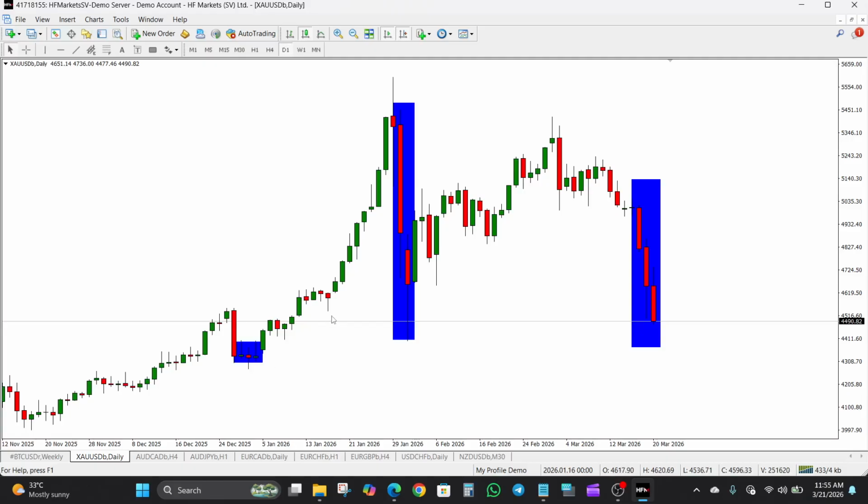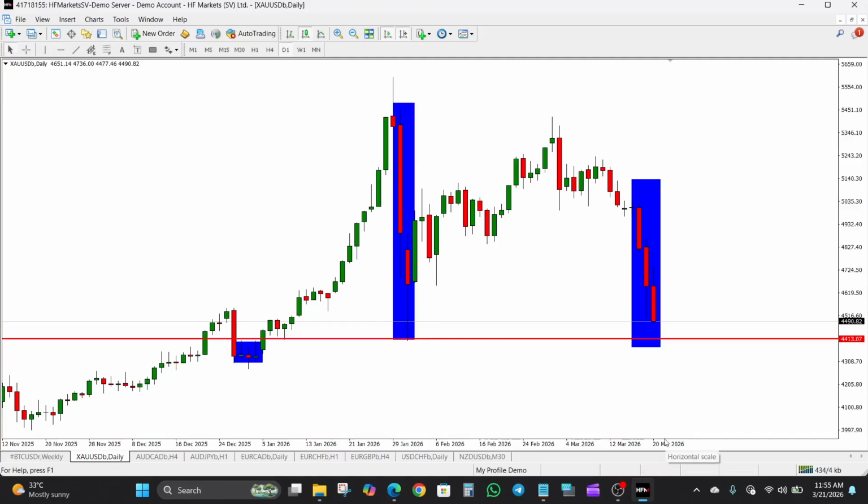Another thing to watch is support levels. Okay, support levels is another thing to watch. All right. So if price approaches a strong support zone and starts reacting, that could be a safer place to consider entries and not in the middle of the drop.